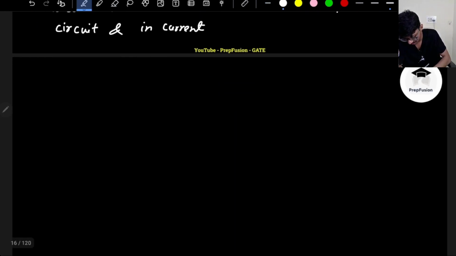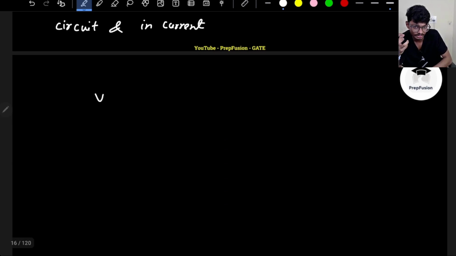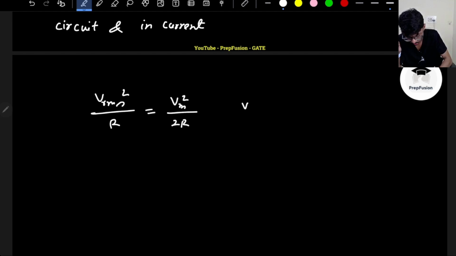So basically the DC supply value will be some VRMS voltage. Now if I calculate the power from this VRMS, VRMS whole square divided by R should be equal to my actual power which I calculated with the AC source. What was the actual power? It was Vm square divided by 2R. So your VRMS, the root mean square value, comes out to be Vm by root 2.